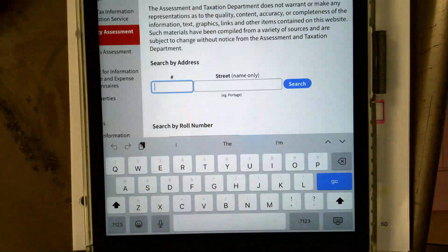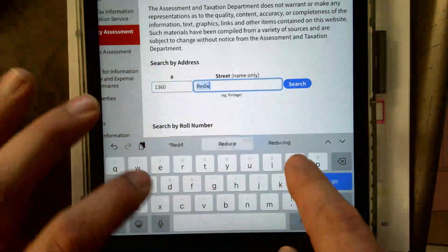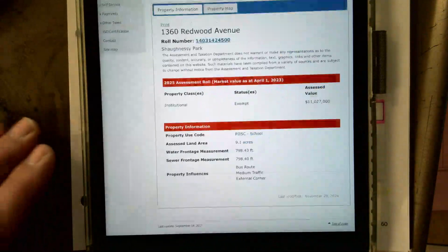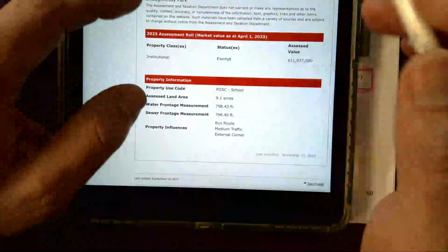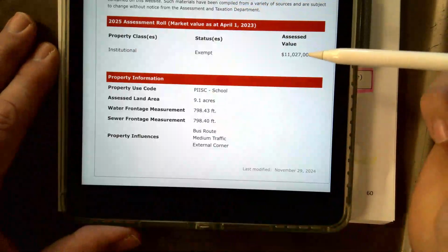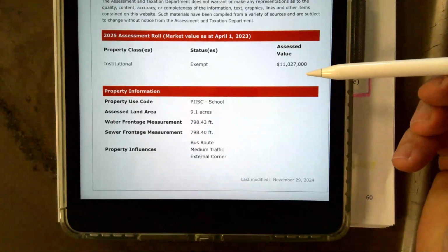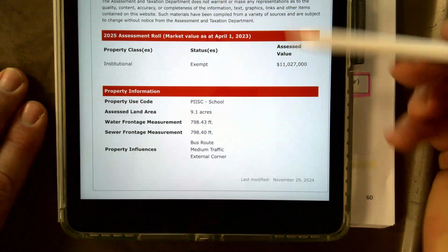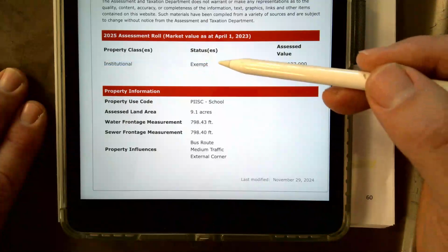So I'm going to start with Sisler. Sisler is 1360 Redwood. All you type in is Redwood, name only, not street or avenue, nothing like that. And you hit search. And there's a roll number, that's the account number, and a little bit of description of the area. But look at the assessed value of Sisler, of this whole property, this whole area here: $11 million according to the city. But a school is exempt from paying property taxes. So this is also stated there.